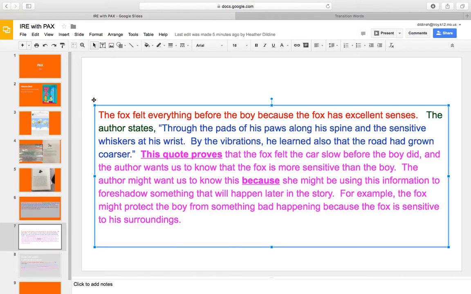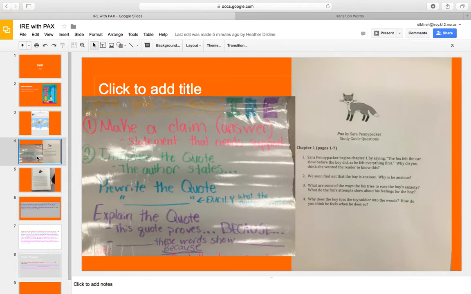So what needs to happen in the end for an IRE statement is that you need to realize that there are 4 parts when answering a question that needs evidence from the text. You must have your claim, which is in red. You need to introduce the quote, put that in green. And then you need to rewrite the quote, which is in blue. And then you need to explain the quote, which is in purple. So in the end, we have an IRE statement. We make a claim, introduce the quote, rewrite the quote, and then explain the quote.